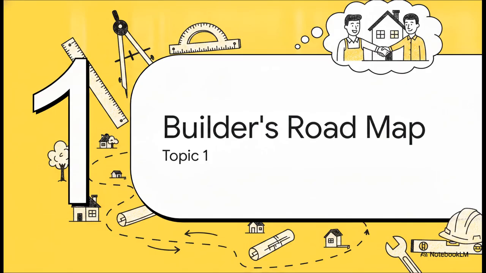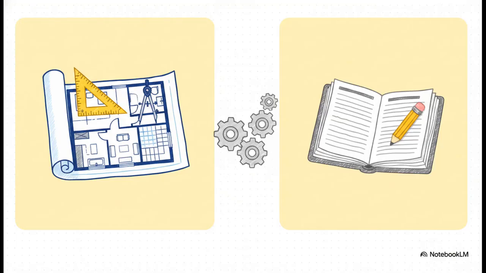The Builder's Roadmap. Topic 1. Now, to pull off a project exactly the way the client wants it, we basically rely on two core documents, and they go completely hand in hand. On one side, you've got your plans. These are the visual, graphical representations, the drawings that show you what the finished product is going to look like.